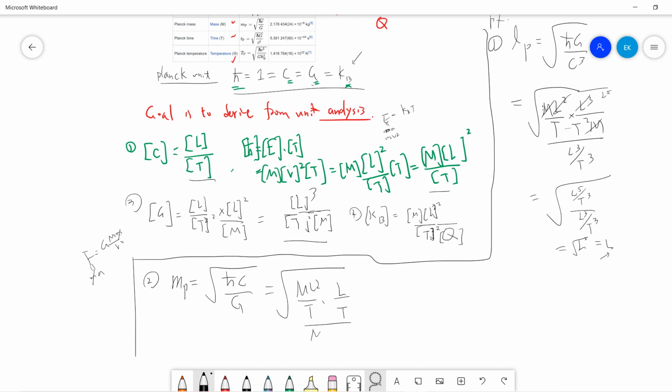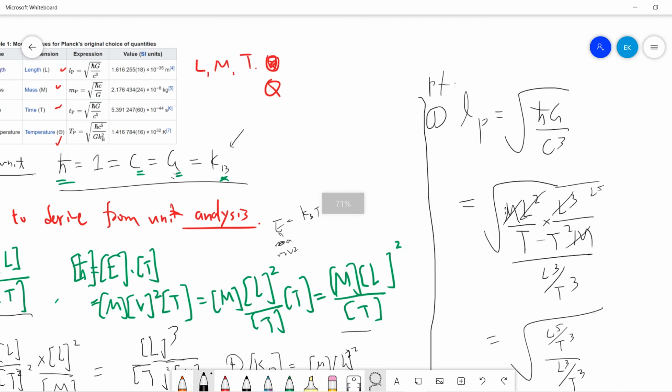So G will be l cubed divided by t squared m. Okay, and all in a square root. So we see, right, so l cancels and t cancels, and we get m squared, which is exactly the unit of m. So we proved the second one.